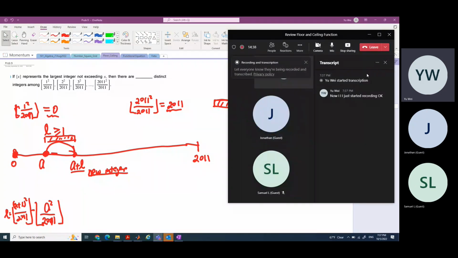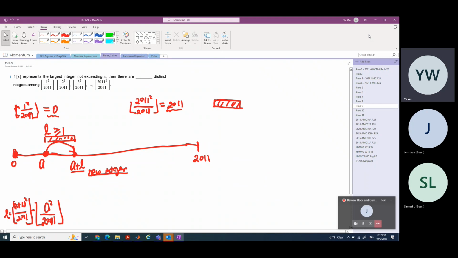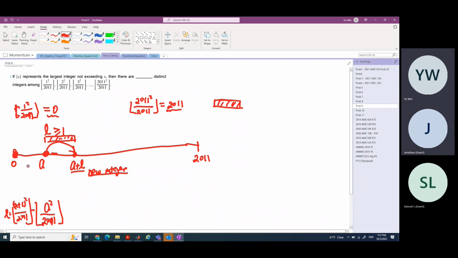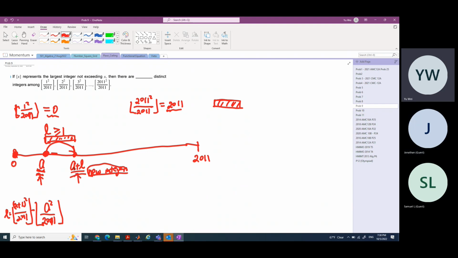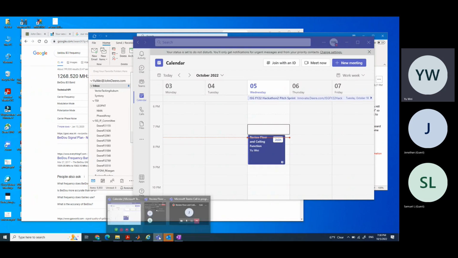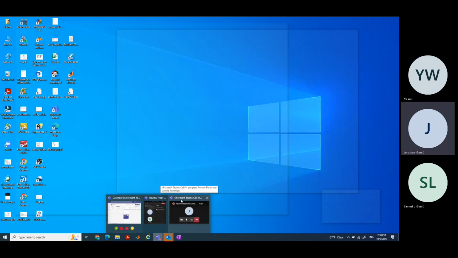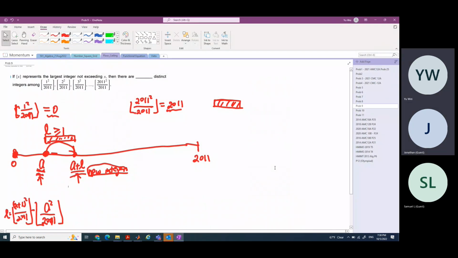Okay. So now let's see. We are seeing the length of the ruler is from the previous number to the next number, right? So the length of the ruler is greater than or equal to 1. Do we guarantee that if the previous number is a, then a plus l will be a new integer? Is that true or false? Okay, so if this is true, right?